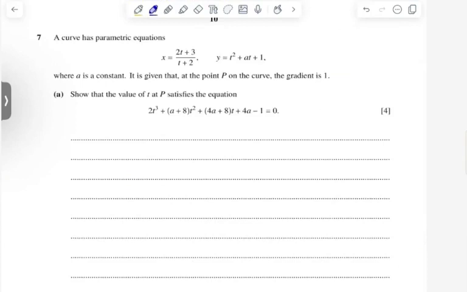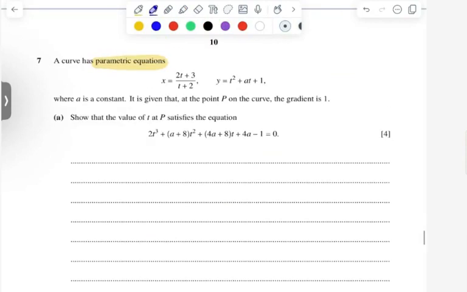Right, we're going to jump right into our last question, and we can immediately see this is parametric equations. Those are quite fun. And that falls under the topic of differentiation, where they give you a third parameter. In this case, we have a third parameter of t. So they give you x in terms of t, they give you y in terms of t.